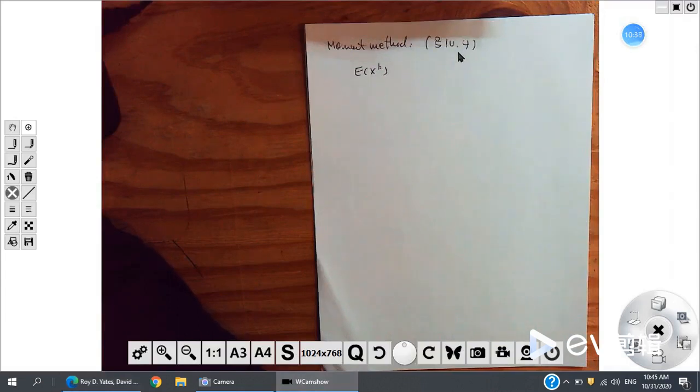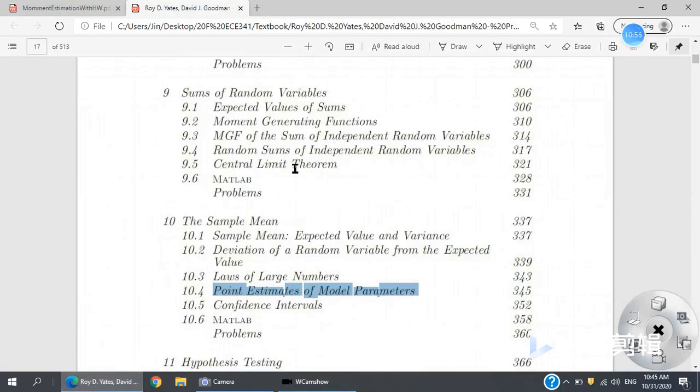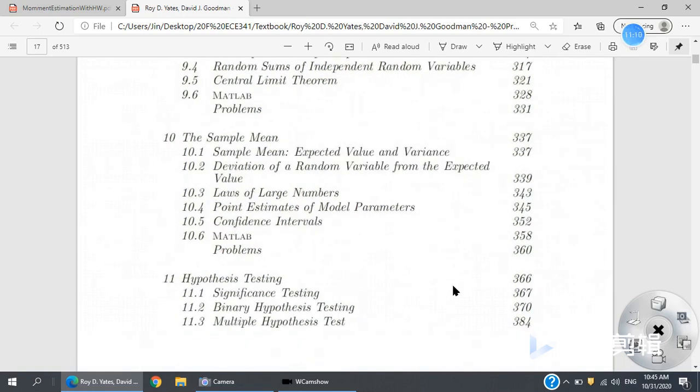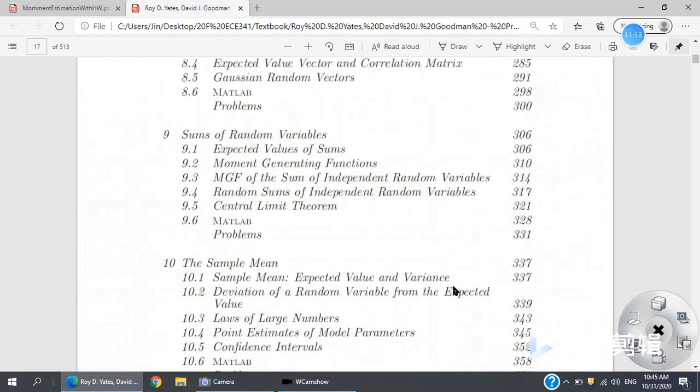This is section 10.4. So actually here, you don't need to go over the other part of the textbook. You can just use my notes here, and then this section. Yeah, they have a lot of things related, but here we just go to here. There we find the point estimates of model parameters. Then they go to the next chapter.